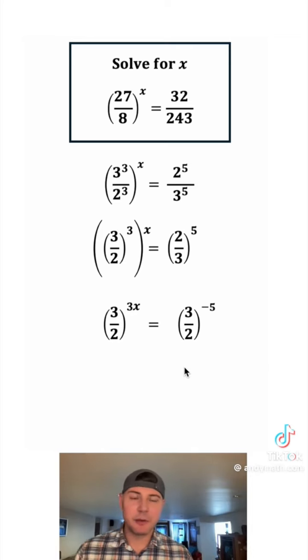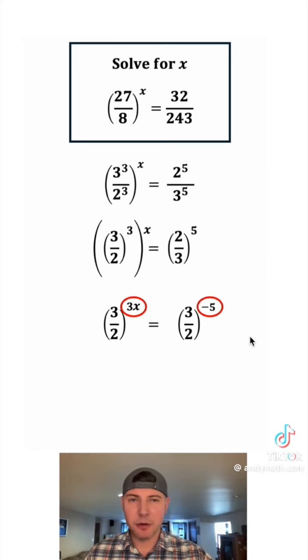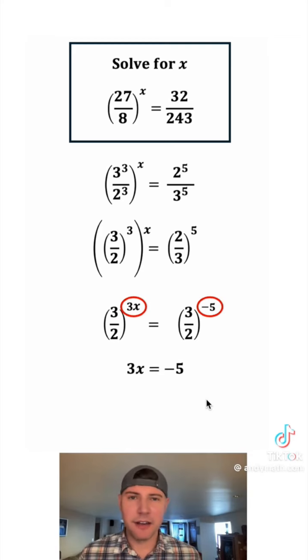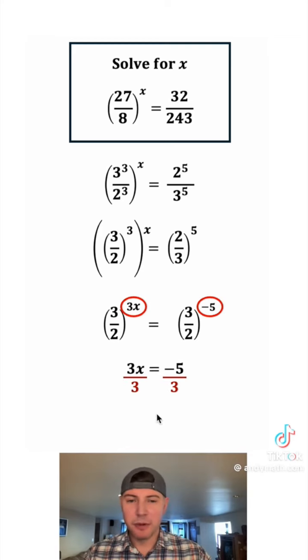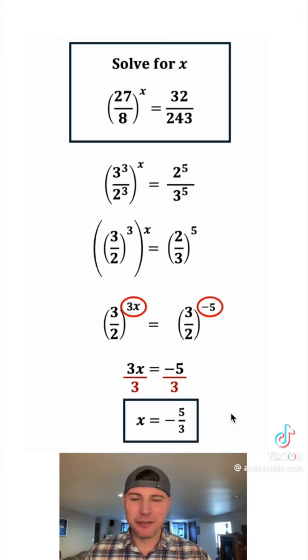Since the bases are not equal to -1, 0, or 1, this can only be true if these exponents are equal to each other. Or in other words, 3x equals -5. Now to solve for x, we can divide both sides of the equation by 3, and we get x is equal to -5/3. This is the answer to our question. Let's put a box around it. This was kind of a fun one.